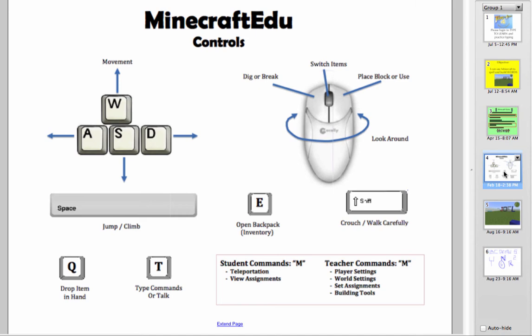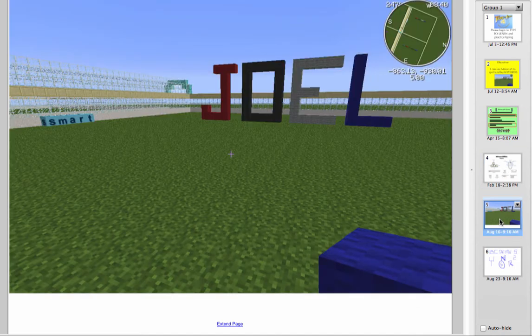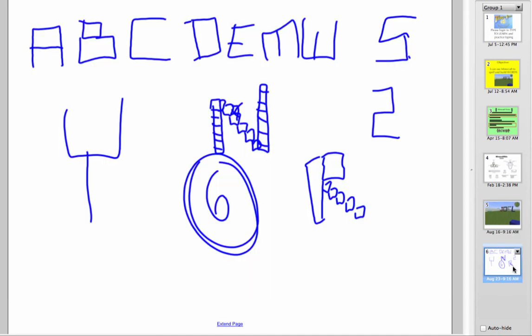We talk about the controls. And then we went over how to build. I showed them an example of how I did it. And then we did a little work on the smartboard on how to make certain letters in Minecraft. Some tricky letters would be ones that have angles, like N and R and K. And then we talked about how to use serifs and block letters to help the letters be spelled and built more easily in Minecraft.